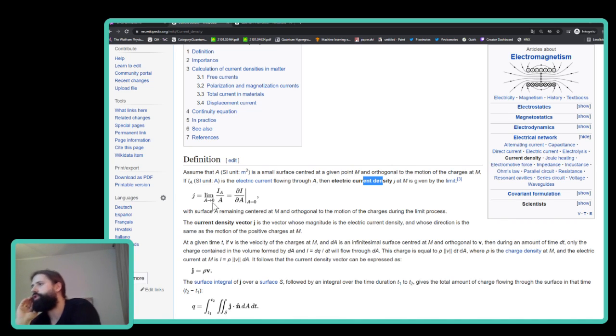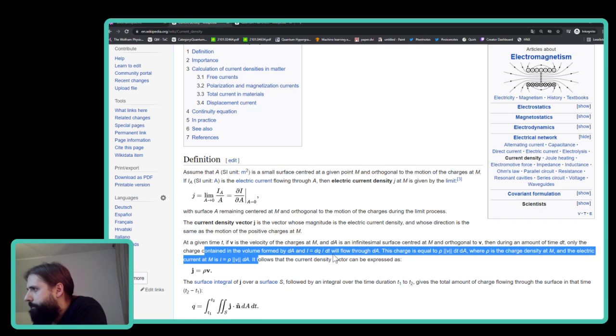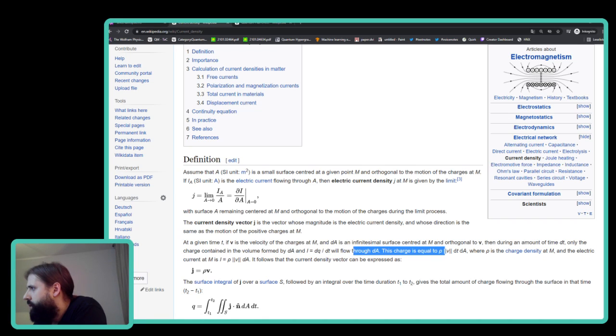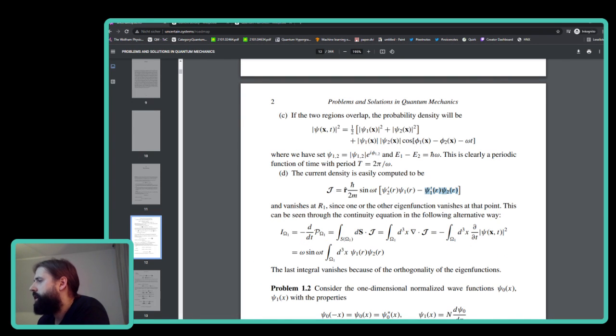If v is the velocity of the charges at M, this charge is equal to the derivative of A. Oh, dA, okay. But it's dA maybe because it has to do with the fact that we're talking about a small increment or something, right?